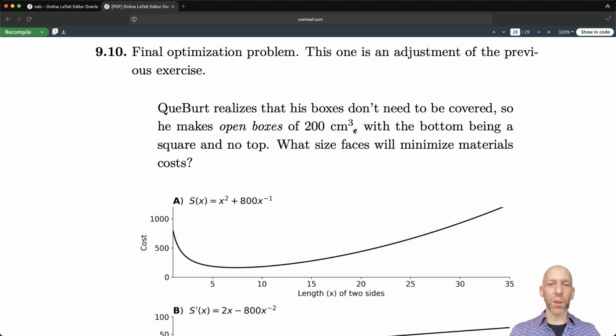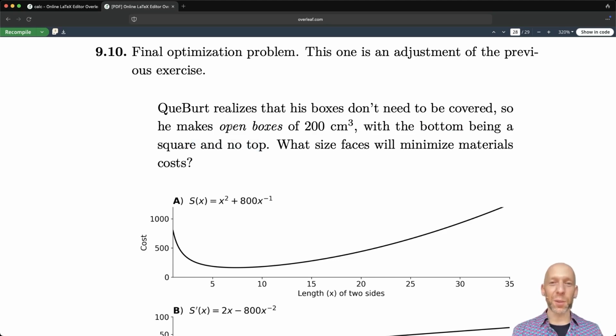So the volume could be the same. We're not changing the volume. We're just cutting out one of the sides, which means we're reducing the total cost. So now it's an open box. The volume is the same. The bottom of the box is still a square, but now there's no top. Okay, and then the question is, does anything change in the optimization function?